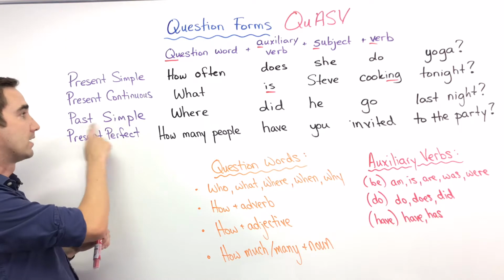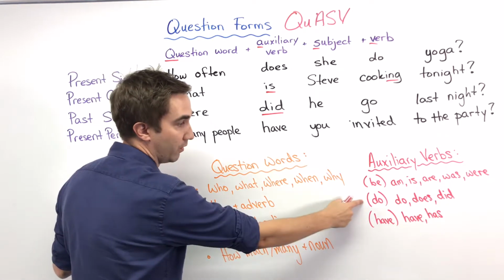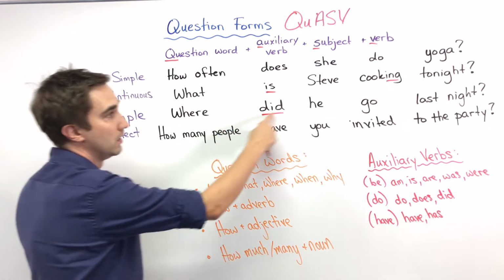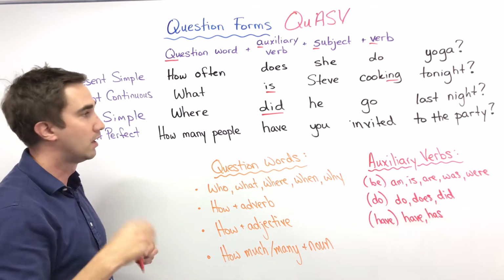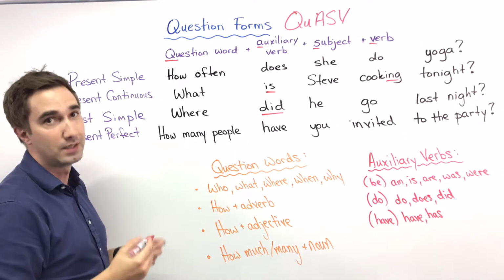Next, moving on, past simple. Okay? Past simple is did. So auxiliary verb in the past is did. So where did he go last night? What did you eat for breakfast? Any of these questions, when we talk about the past, we need to use did.